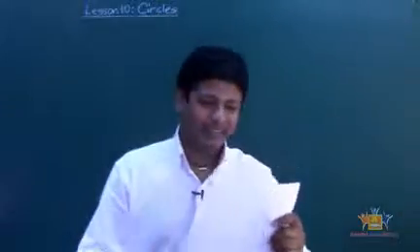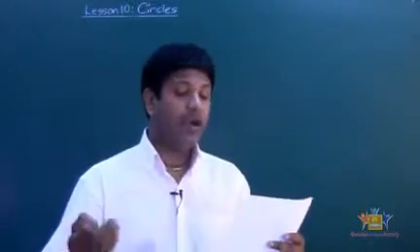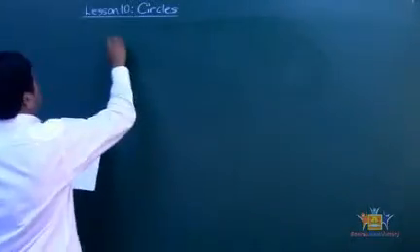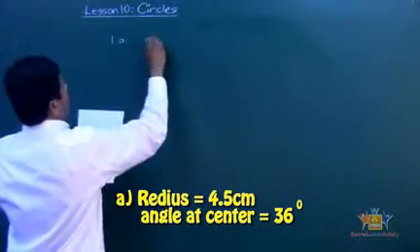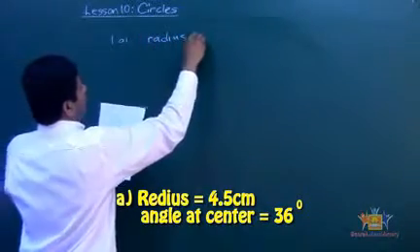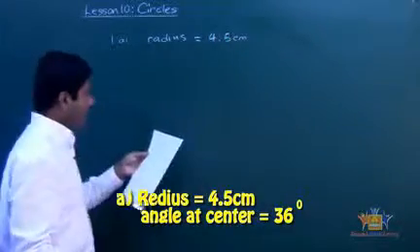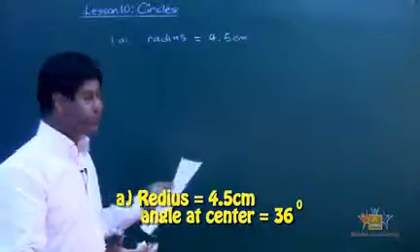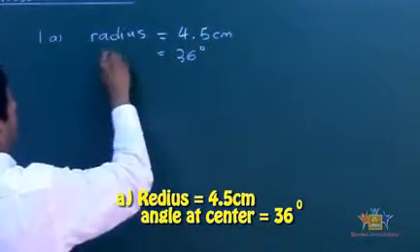Oh, good. All right. The first question says, find the length of the arc of a circle. What are we given? We're given the radius. The radius of the circle is 4.5 centimeters. And then we're given the angle at the center of the circle, which is 36 degrees.